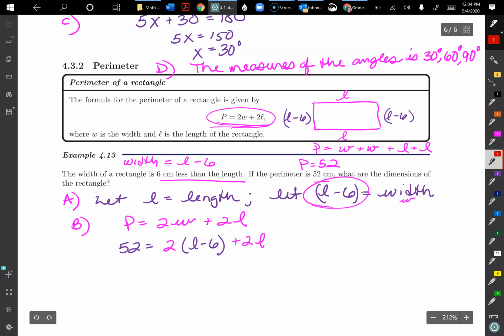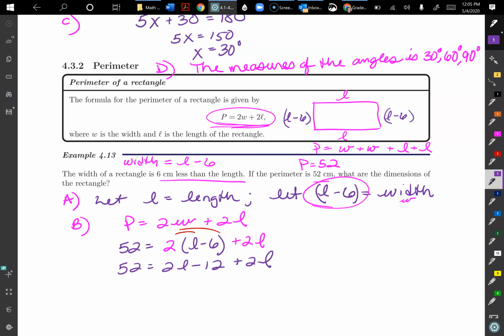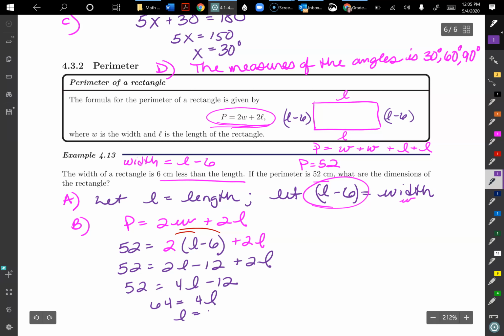So now we're going to distribute. You know how to do that math, I'm sure. So we have 52 equals 2L minus 12 plus 2L. You can pause and go ahead and finish this up if you want. I would have 52 equals 4L minus 12. Add 12 to both sides. I get 64 equals 4L, and L equals 16. And that is in centimeters. We get to track that, right?